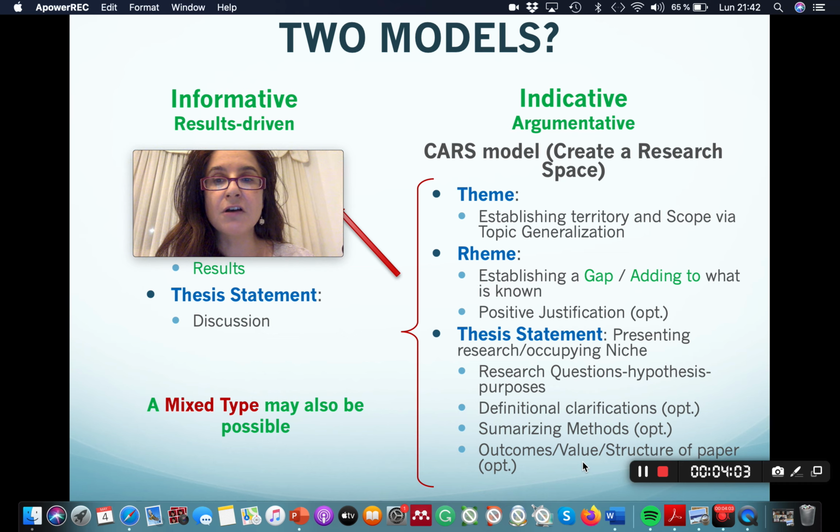So the abstracts that are indicative are the typical abstracts that we send for conferences when the research is not finished and we don't know the results yet. That's why what we do is a summary of the introduction of our paper and we don't do a summary of the whole paper. Right?